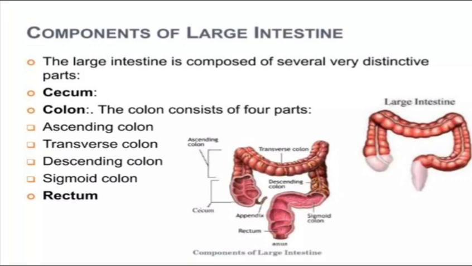Components of the large intestine. The large intestine is composed of several very distinctive parts: cecum, colon, and rectum. The colon consists of 4 parts: ascending colon, transverse colon, descending colon, and sigmoid colon.